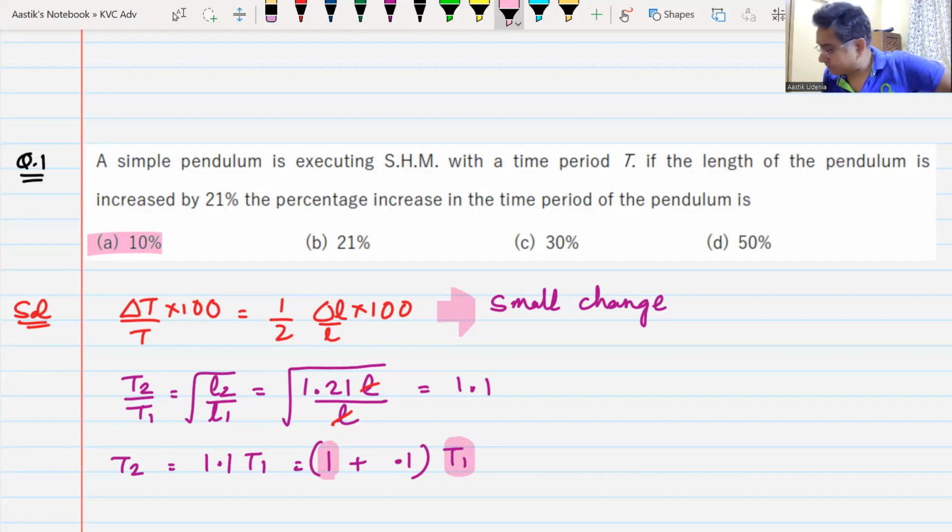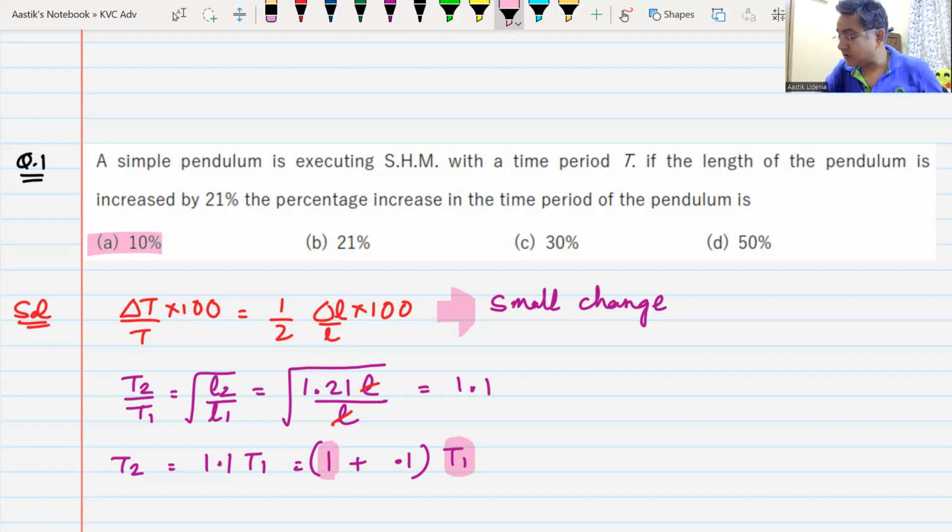Sir, the change is small means up to what range of that change, sir? 1%, 2%, 3%, up till that range. If the length has become twice, thrice, or half, you cannot apply that percentage change formula. Do we understand this? 1% to 3%, 4%, you can apply that formula. Okay. We understand this? Yes, sir. Okay.